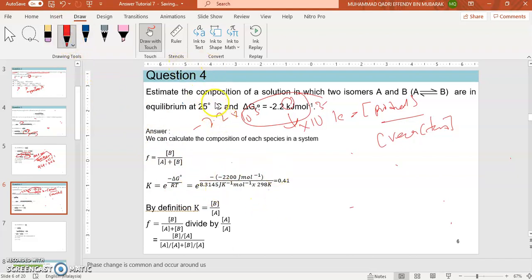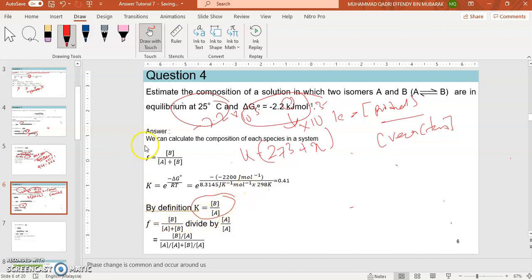And again, we need to change the temperature to Kelvin, where the formula is 273 plus the temperature in degrees centigrade. That's why we have 298 Kelvin. We calculate it and we get 0.41. K is equal to 0.41. By definition, we know that K is equal to B over A, the constant of B over A. So you need to remember this.